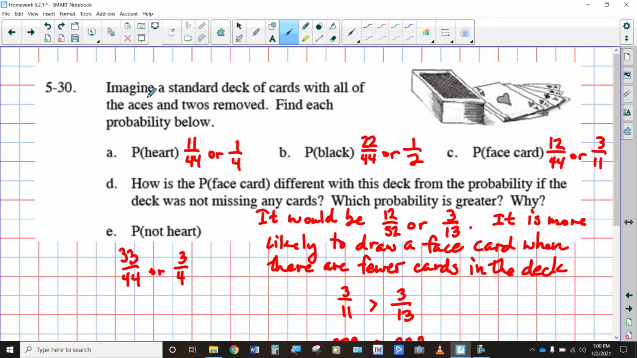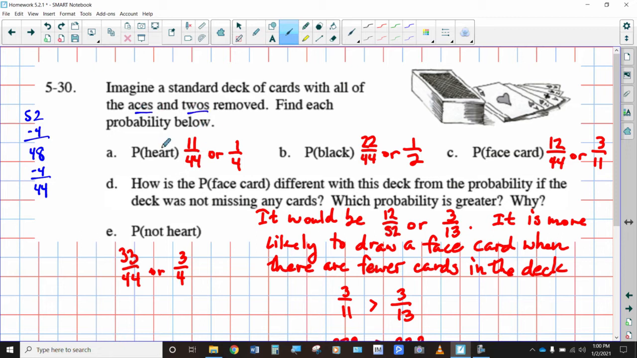Okay, so more probability. Imagine a standard deck of cards with all the aces and twos removed. Okay, so remember, there are 52 cards in the deck, and there are a total of 4 aces. So if you take away all the aces, that means there would only be 48 in there. And then if you took away all the twos, there are 4 twos in there. That would leave you with 44. So now our total, after the aces and twos have been removed, is 44.